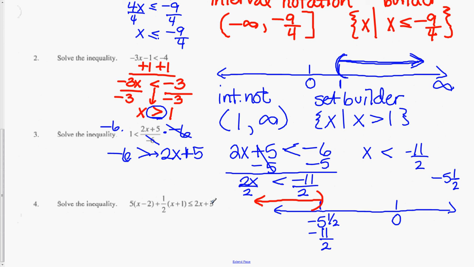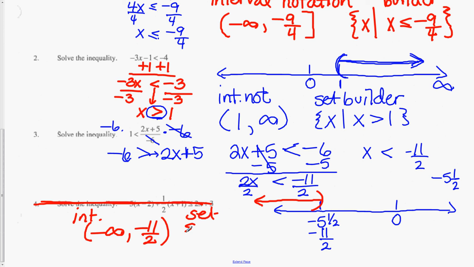Now, if I'm going to write interval notation, then I'm going to have -infinity to -11/2. Let's leave it improper. And I'm going to get a parenthesis there because I had a parenthesis on my graph. Remember, there was no equal to in our inequality, so I can't have a bracket. And then set builder would be the little braces, x such that x is less than -11/2.